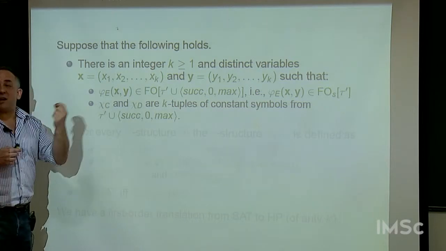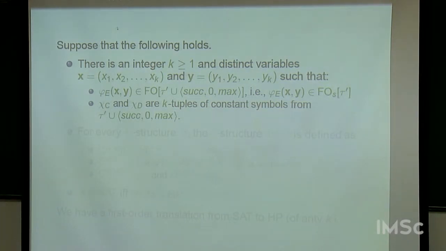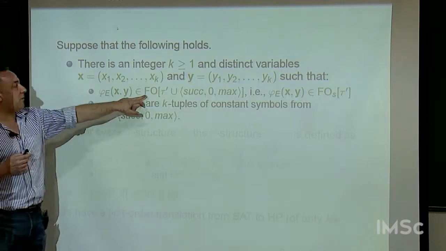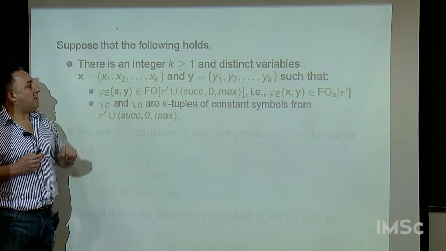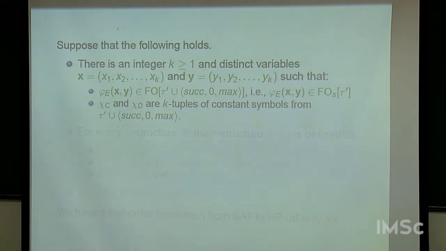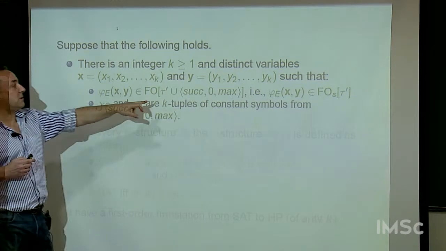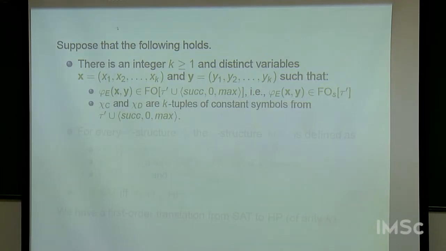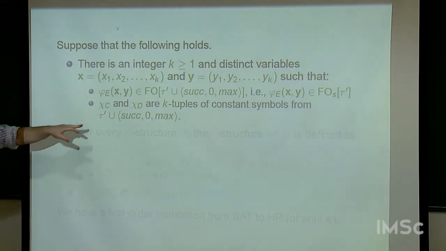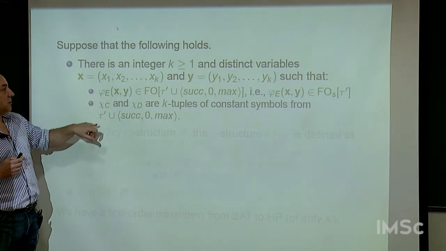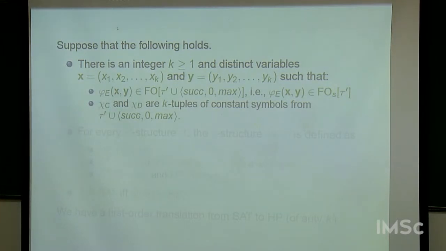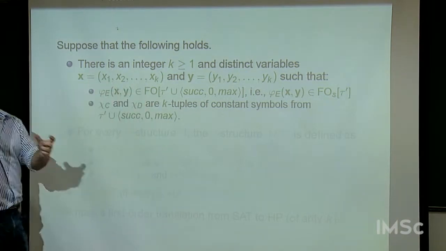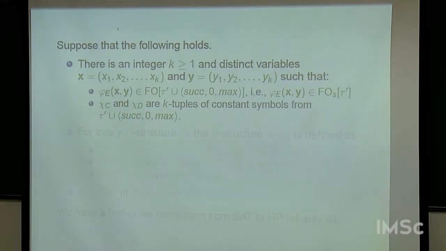And what resource am I allowed to use in order to define this set of edges? Well, I can use the first-order formulae involving the symbols of the source problem, which is satisfiability, along with, of course, 0, max and the successor. And also, I've got to specify constants. In order to do that, I specify two k-tuples of constant symbols from my source signature. Here, the satisfiability problem doesn't have any constant symbols, so these constant symbols will be 0 or max. Okay, so that's the first setup.